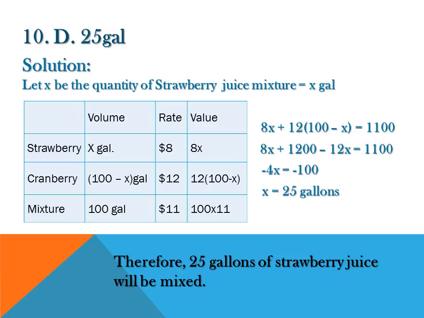To solve for the value, we multiply the volume and the rate. For strawberry, 8 multiplied by X. For cranberry, 12 times 100 minus X. And the mixture is 100 times 11. Based from our values, we can generate our equation: 8x plus 12 times 100 minus x is equal to 1,100. Solving for x, we will get 25 gallons.